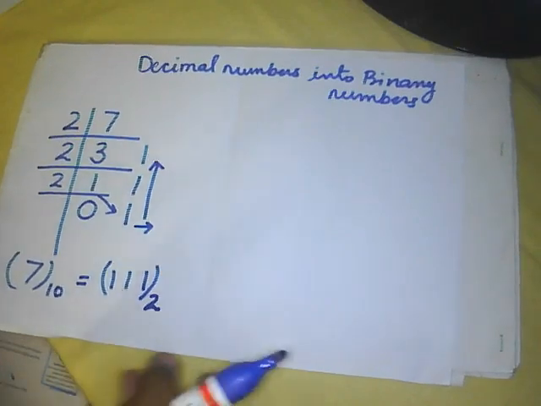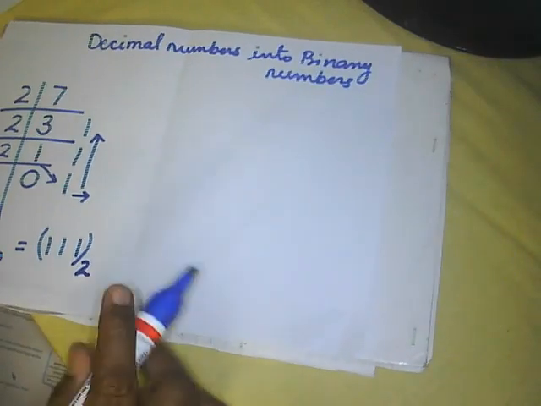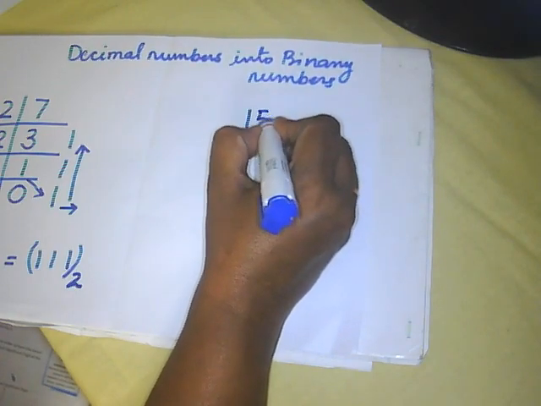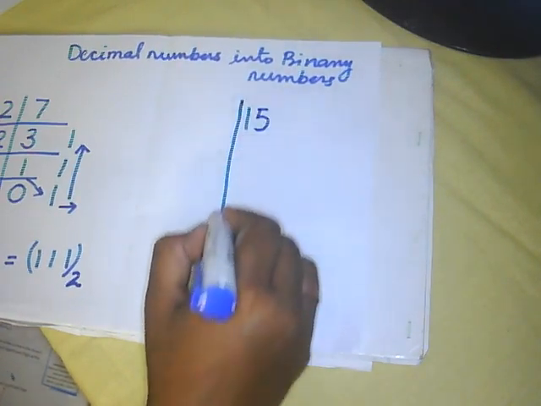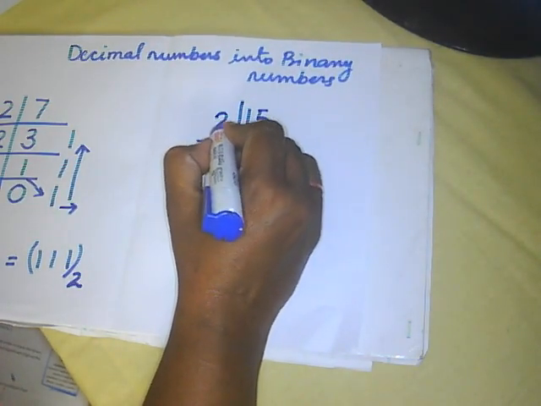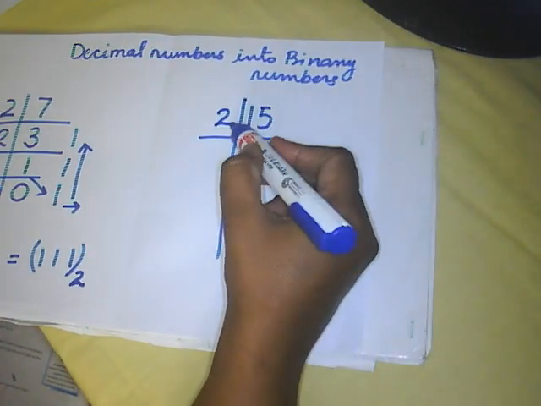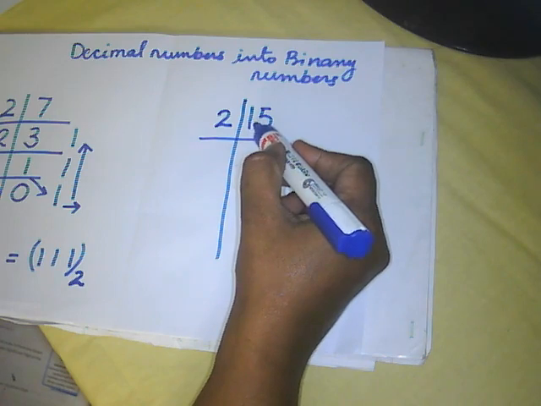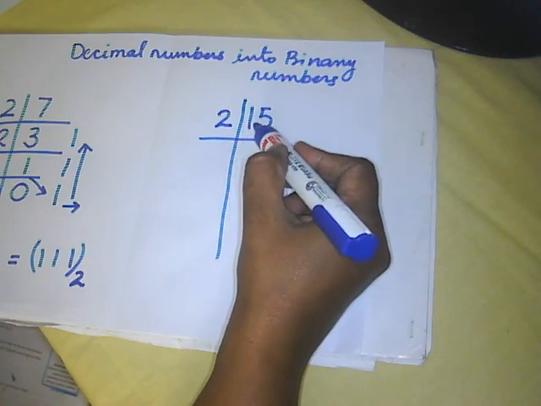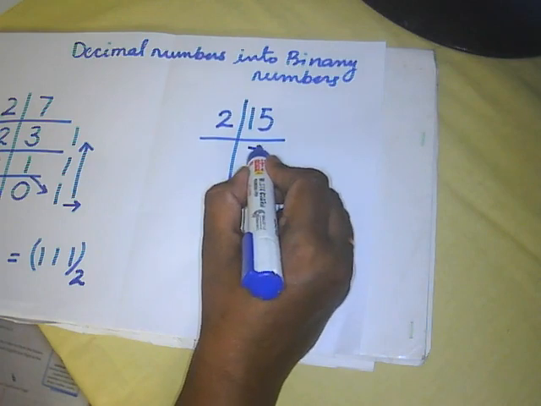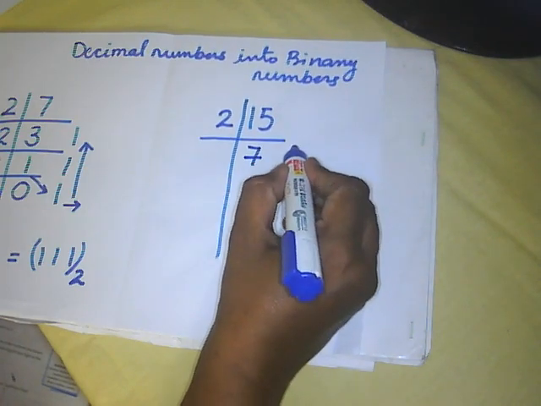Now let us try to solve one more example. Suppose my number is 15. Now take the base number. So divide the given decimal number by the base 2. So 2 1s are 2, 2 2s are 4, 2 3s are 6, 2 4s are 8, 2 5s are 10, 2 6s are 12, 2 7s are 14. So it will go how many times? 7 times. And the remainder will be 1.